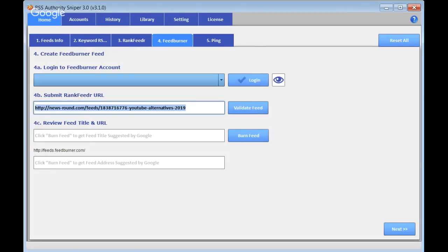And here's the thing: you can add an RSS feed from our GMB auto poster or our post scheduler, or the GMB briefcase if you have that as well, because we can create an RSS feed from your GMB posts. So you get an RSS feed from your Google My Business posts, and you can add that as a feed within RankFeedr.